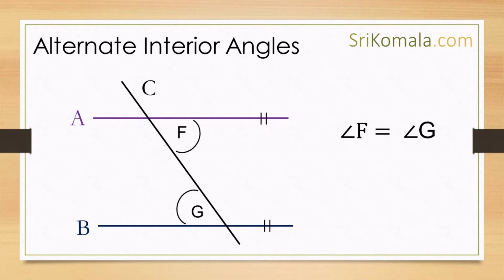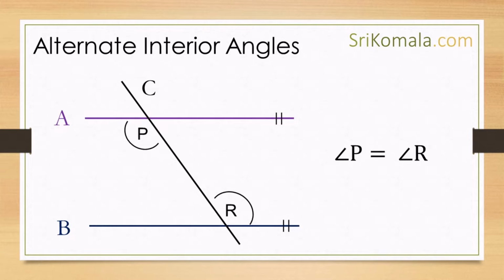As can be understood from the figure, line A and line B are intersected by line C. Then, angle F and angle G are the alternate interior angles. The values of angle F and G are equal.